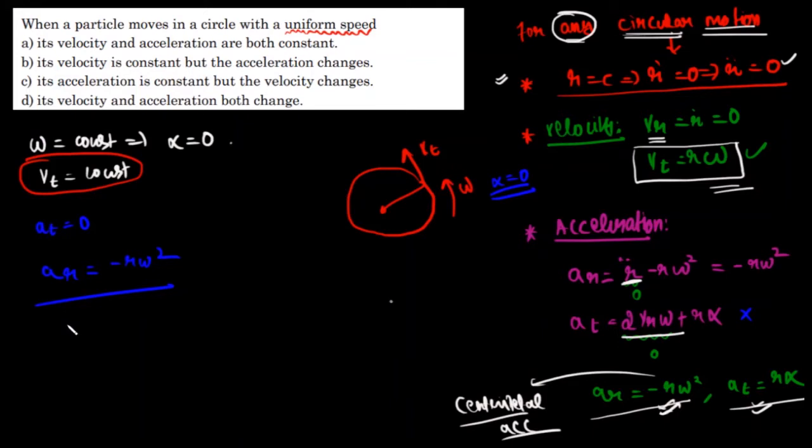Now listen carefully. The general answer which you are going to give now will be option A. Why? Because it's pretty obvious. Omega is constant, so r into omega, so Vt is constant. And similarly r into omega square, so ar, that is acceleration, is also constant. That is something which you will be thinking. So the correct answer might be option A, right? The correct answer might be option A, but that is wrong. Option A is not the correct answer.